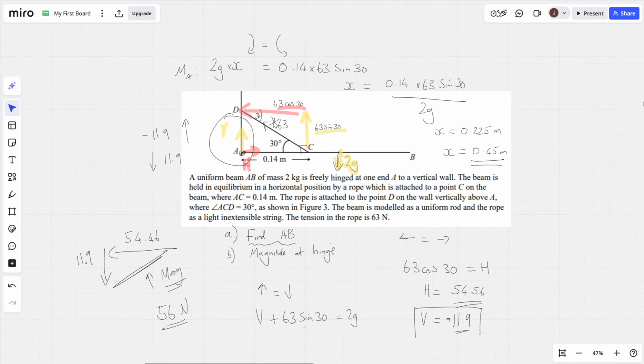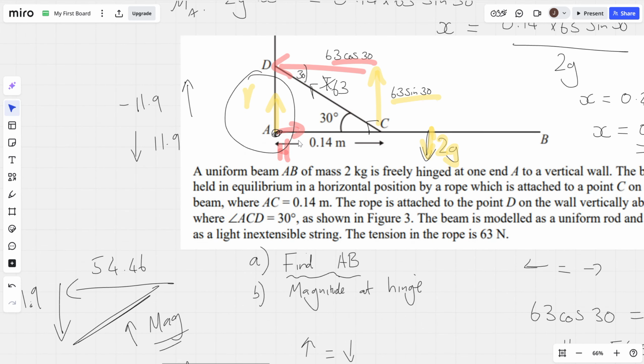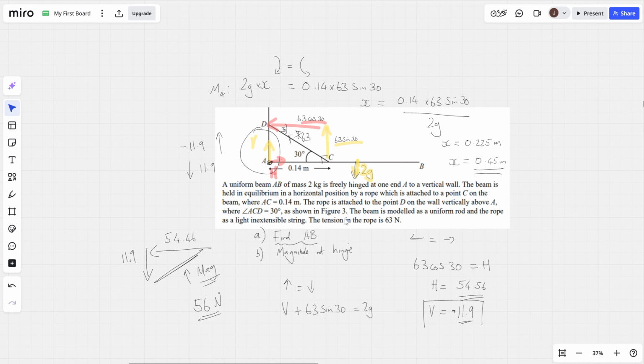So that's a good question there, because that's something slightly different. You've seen the same steps. It's always the same steps: clockwise, anti-clockwise, up, down, left, right. But when you don't have the diagram for vertical, I always just say up by default, and then if I get a negative, I notice that just means it's the other way. Okay, so now you've seen walls, pegs, and hinges, so you should feel ready to deal with any situation that is thrown your way for moments.